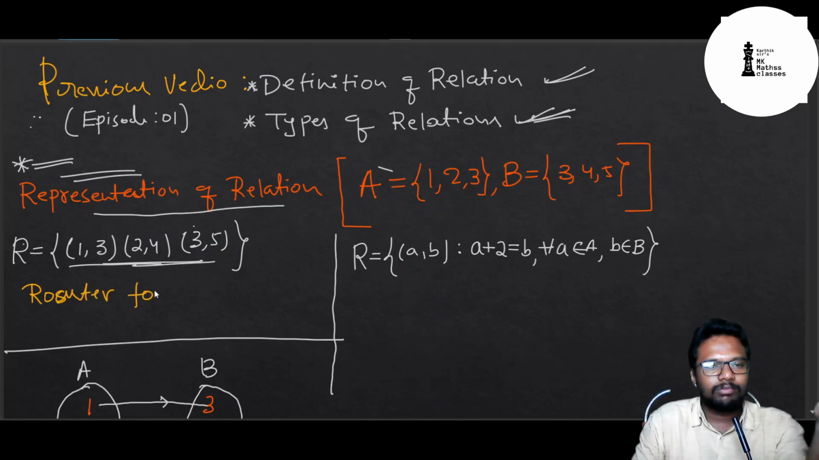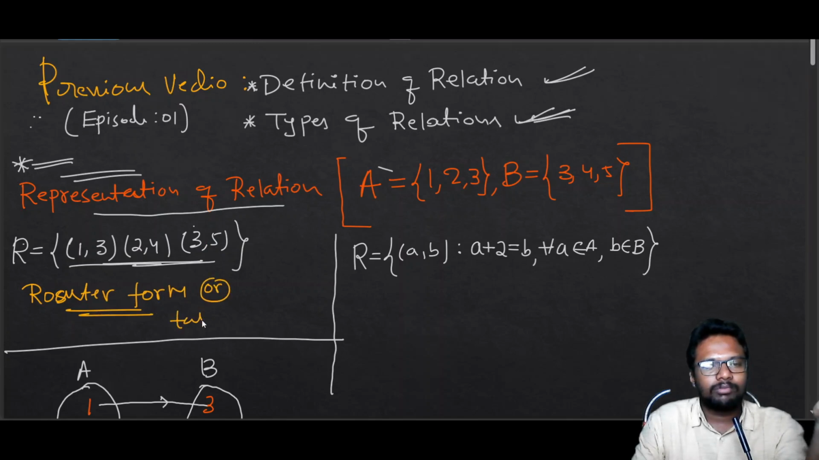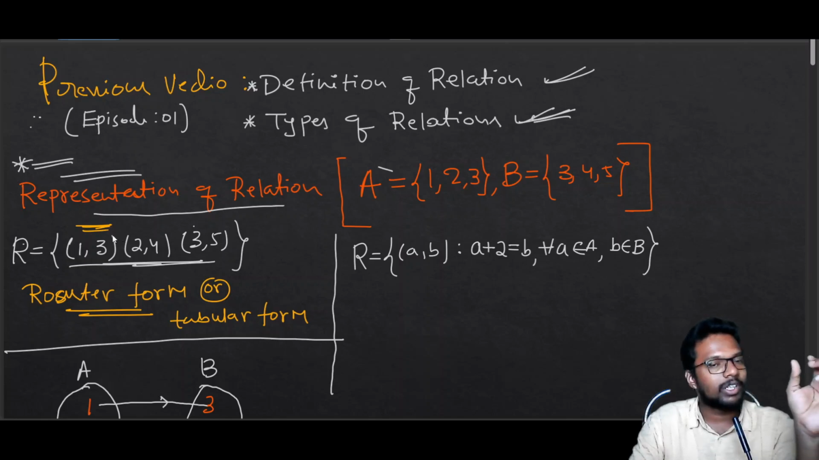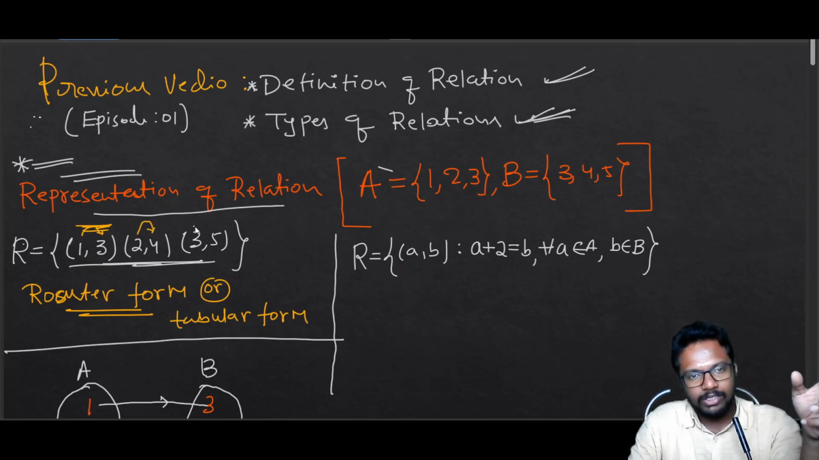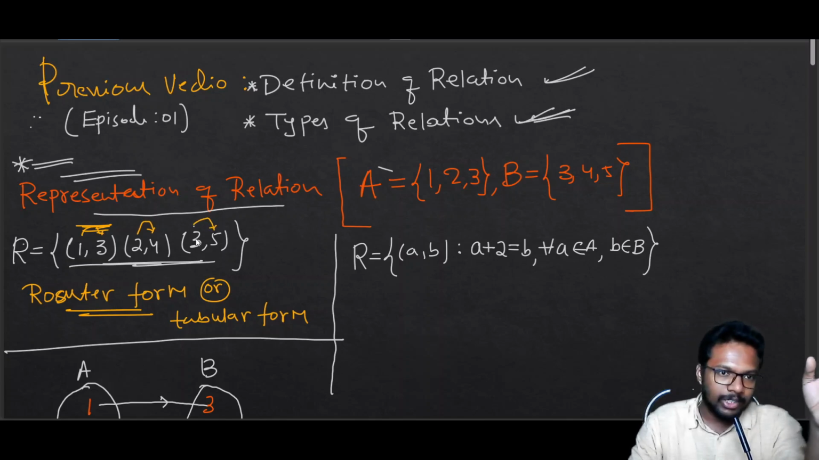roster form or tabular form. Roster form or tabular form means here we are representing with ordered pairs. So (1, 3), one ordered pair. In the previous video we already discussed that an ordered pair is nothing but 1 is related to 3. Ordered pair (2, 4) means 2 is related to 4. Ordered pair (3, 5) means 3 is related to 5. So we are representing relation R in ordered pairs, and that form we call a roster form.